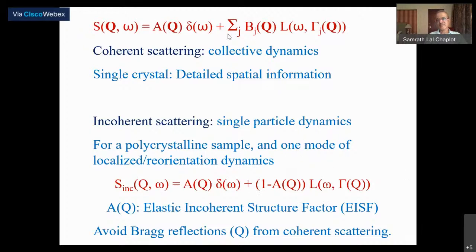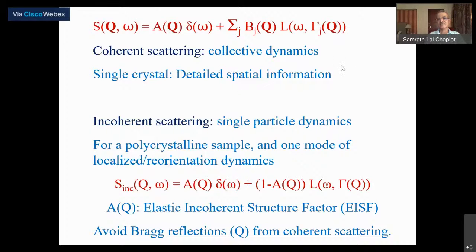One mode means only one type of stochastic dynamics, so that it will give you only one Lorentzian. So there is an elastic part and a quasi-elastic part, and the elastic component is called the elastic incoherent structure factor, which gives you detailed information about the spatial geometry involved with the stochastic process or the localized dynamics. Okay, as I already said, if the dynamics is not localized, then you don't get the elastic term. However, you get the elastic term in coherent scattering in any case from the underlying structure.